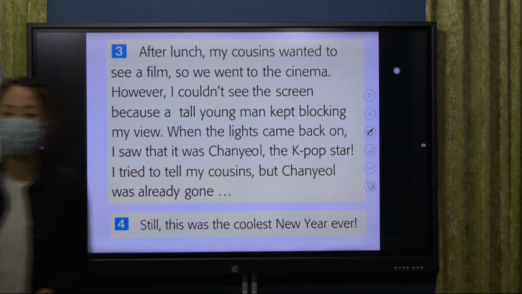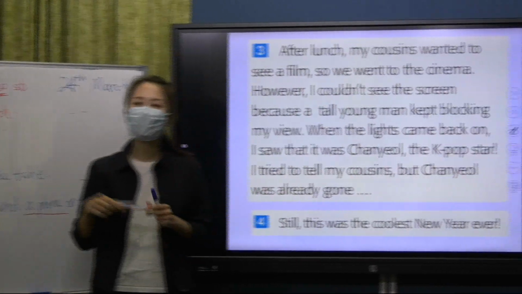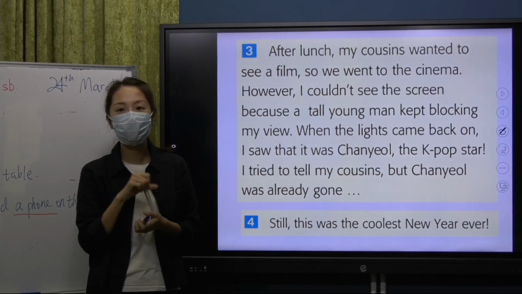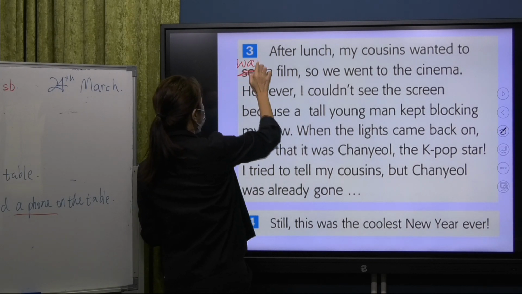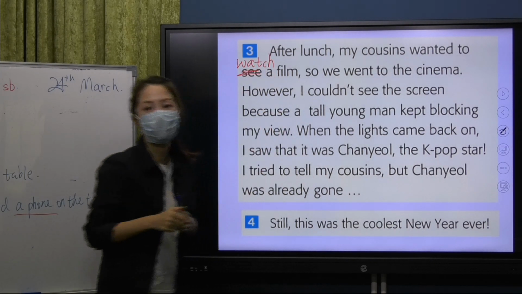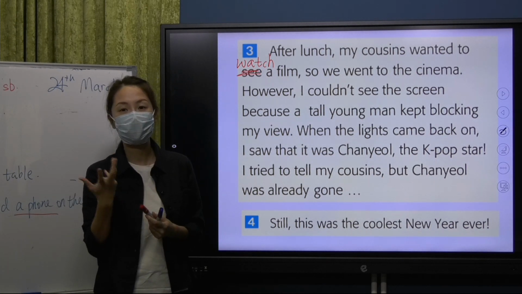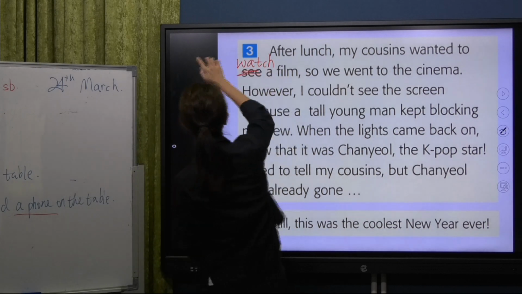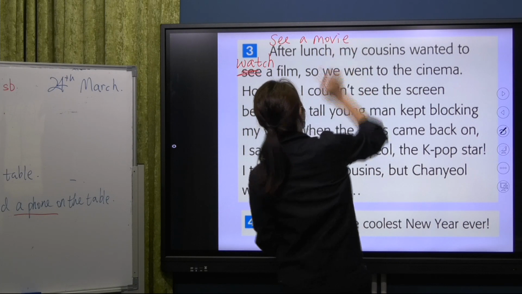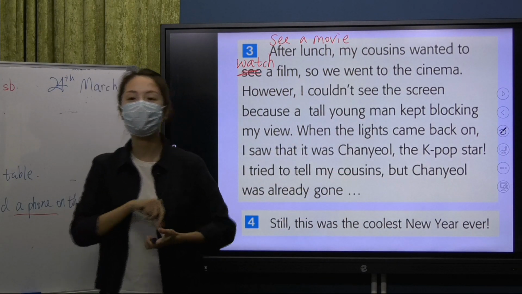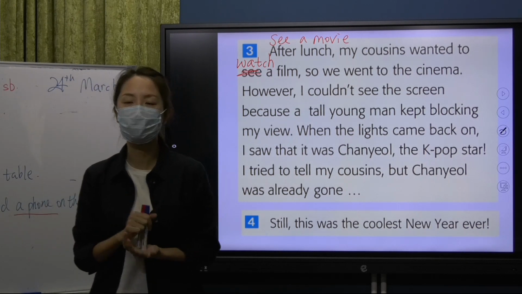Okay, this one is not that good because in English we don't use see a film. Usually we use watch, especially in the UK. Watch a film. We barely say see a film, but maybe in America we will see a movie. In America we can use see a movie instead of in the UK we use watch a film. So we went to the cinema.